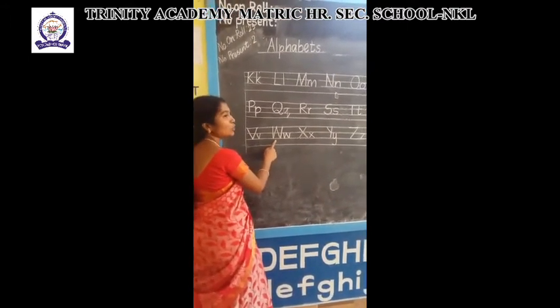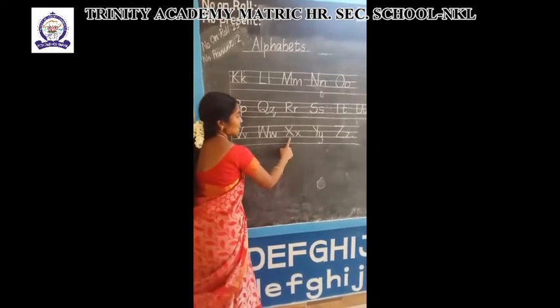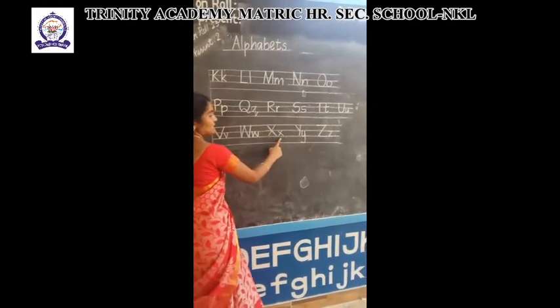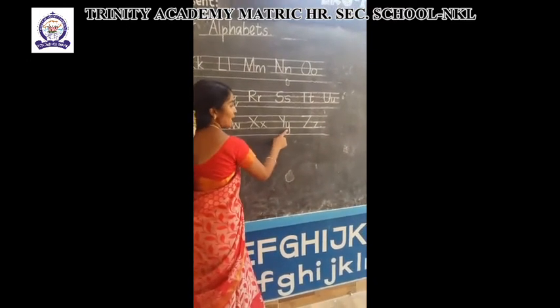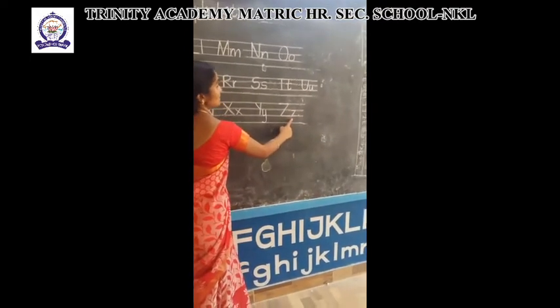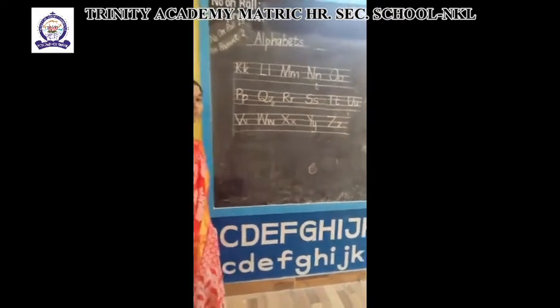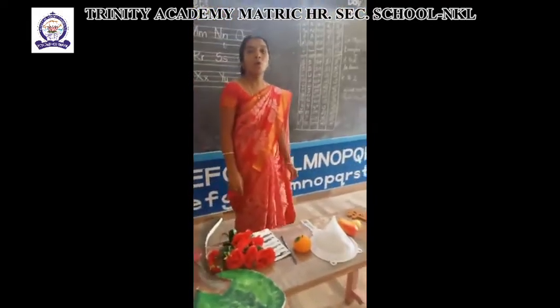Capital letter W, small letter W. Capital letter X, small letter X. Capital letter Y, small letter Y. Capital letter Z, small letter Z. Okay, children. Now we will identify the letters by some objects.